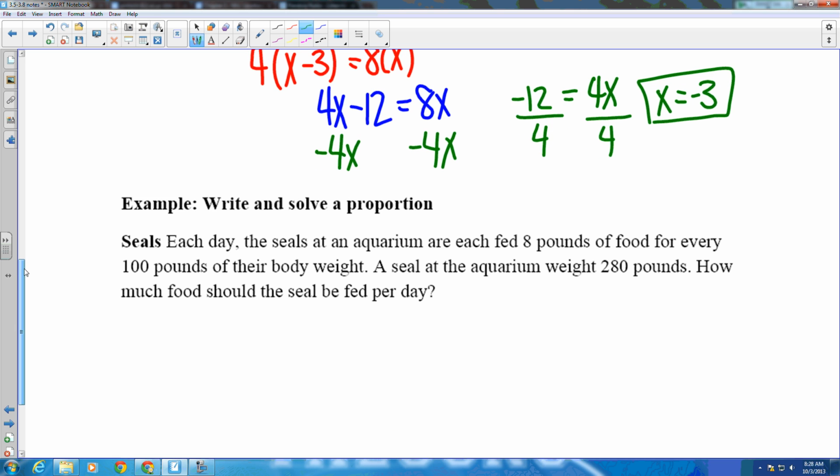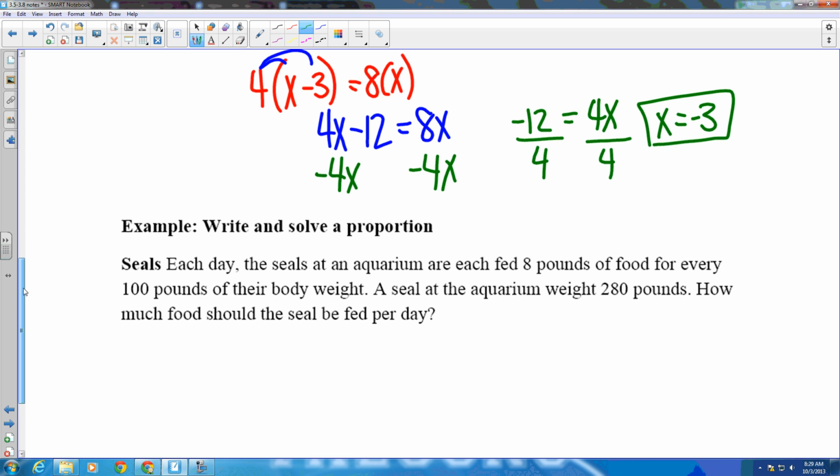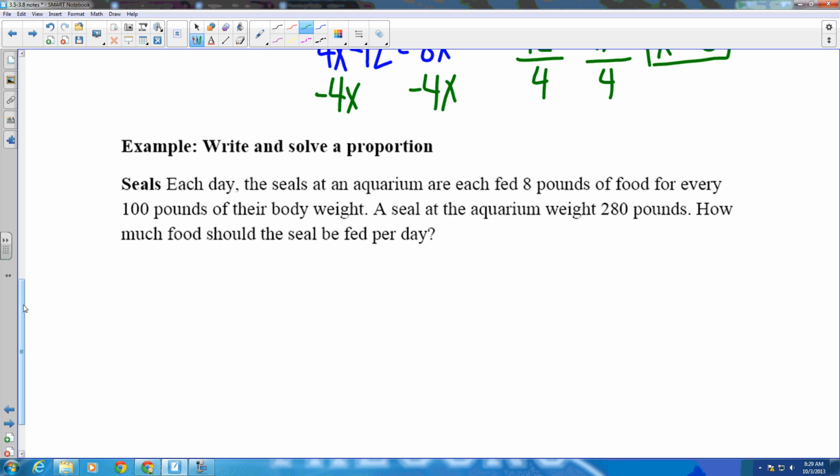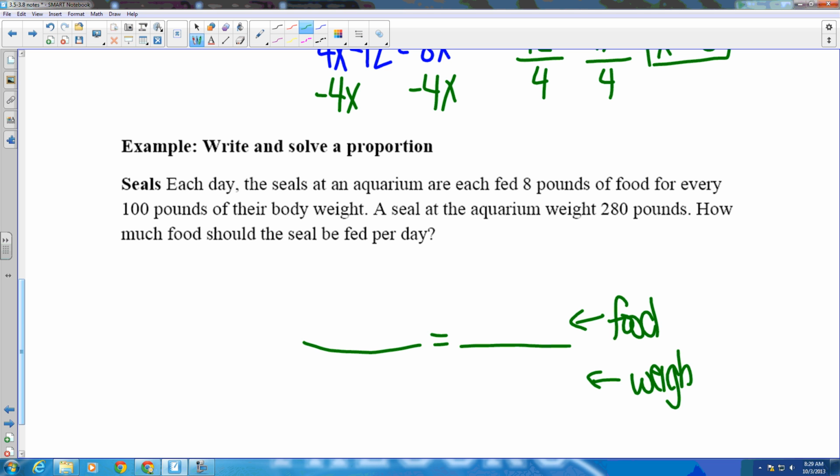Here we're going to set up a proportion. Each day, the seals at an aquarium are fed 8 pounds of food for every 100 pounds of their body weight. A seal at an aquarium weighs 280 pounds. How much food should the seal be fed per day? So we have to set up a proportion, and the labels need to match up. I like to do the horizontal. Let's put the food on top, and the weight on the bottom of how much the seal weighs. The first one we have to set up is the one that we know, 8 pounds of food for 100 pounds of body weight. And then we're trying to solve for how much food a 280-pound seal should eat.